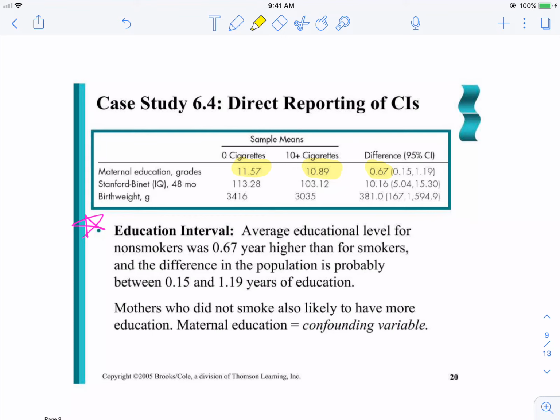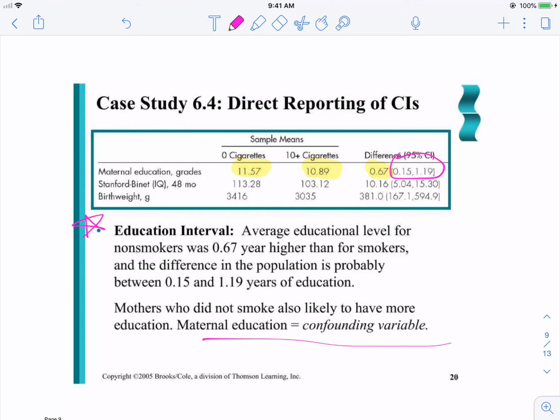You make a confidence interval and you get this value right here, 0.15 to 1.19. Okay, we are 95% confident that the actual difference in the maternal education was between 0.15 and 1.19 years. So the mothers who did not smoke are also likely to have more education than the mothers that did smoke. And this is a confounding variable.